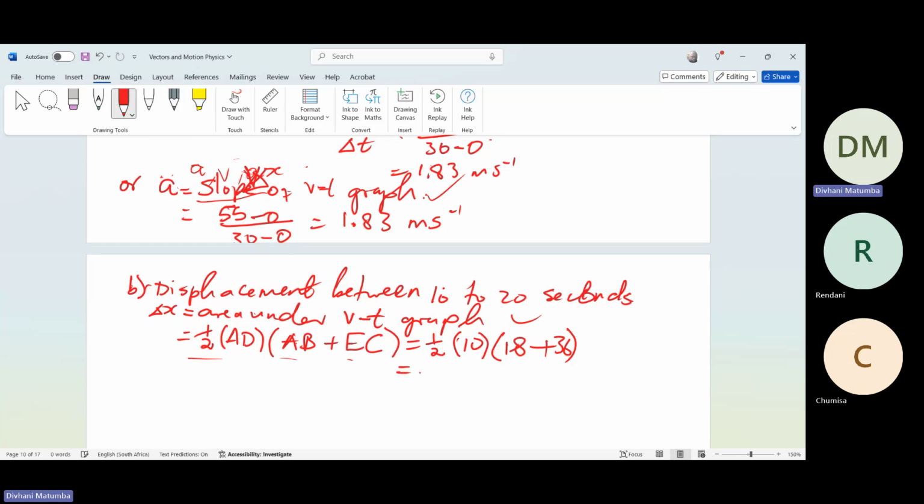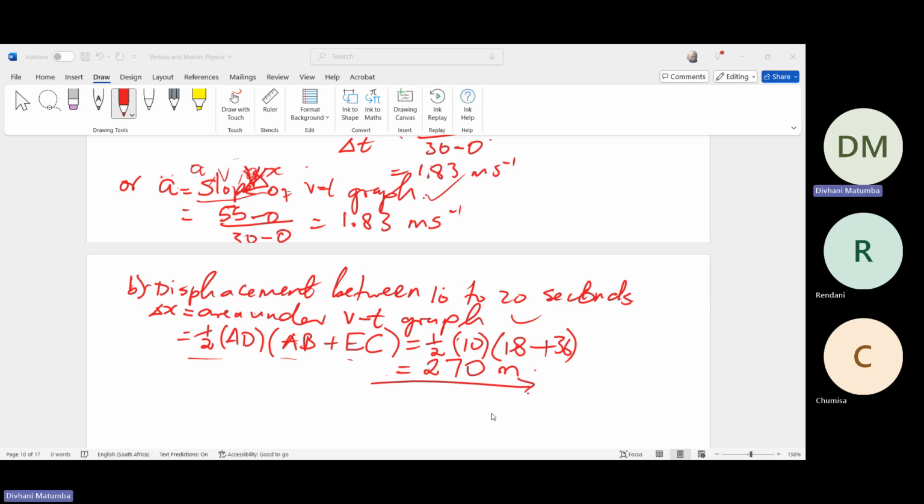If you use your calculator, how much are you getting? 10 times 18 plus 36. 270 meters. You wanted to say something. What was it? My answer was 250 meters. So I feel like the formula I was using is not wrong, but my substitution was wrong. Yes.